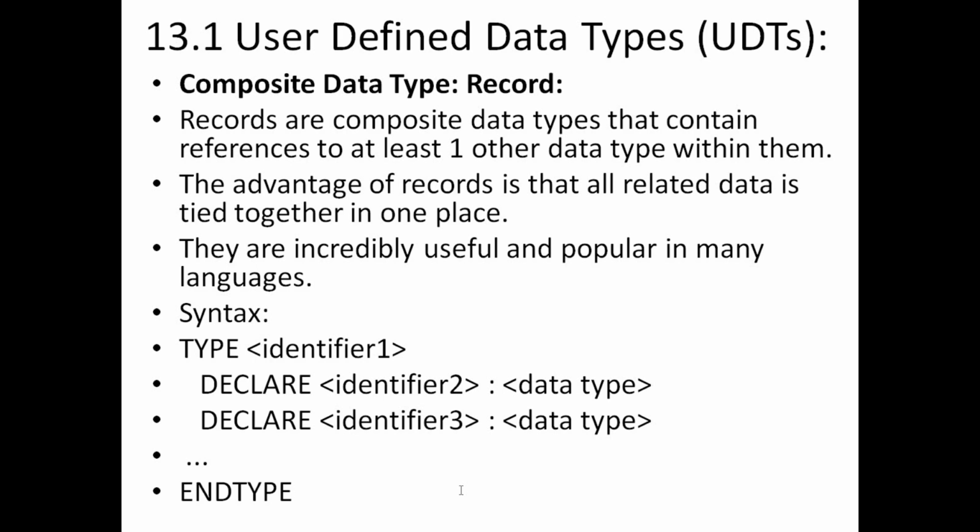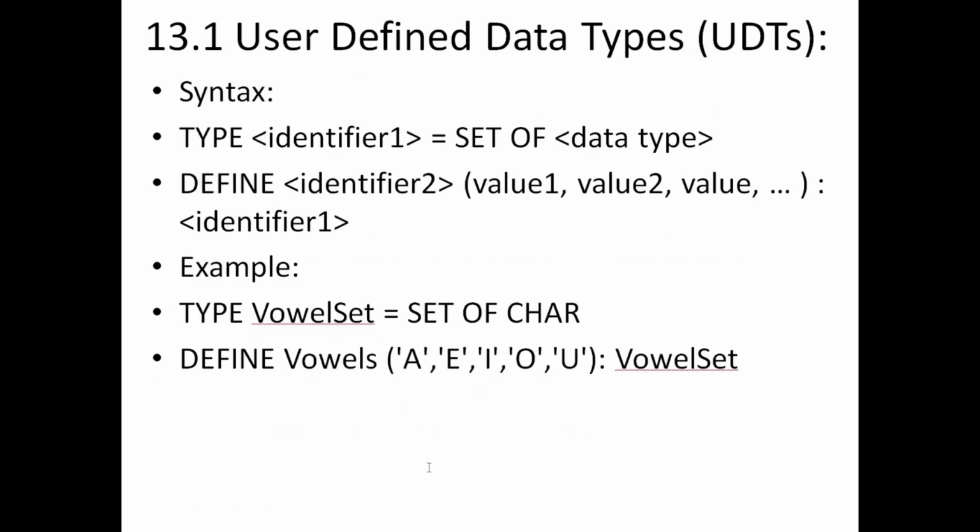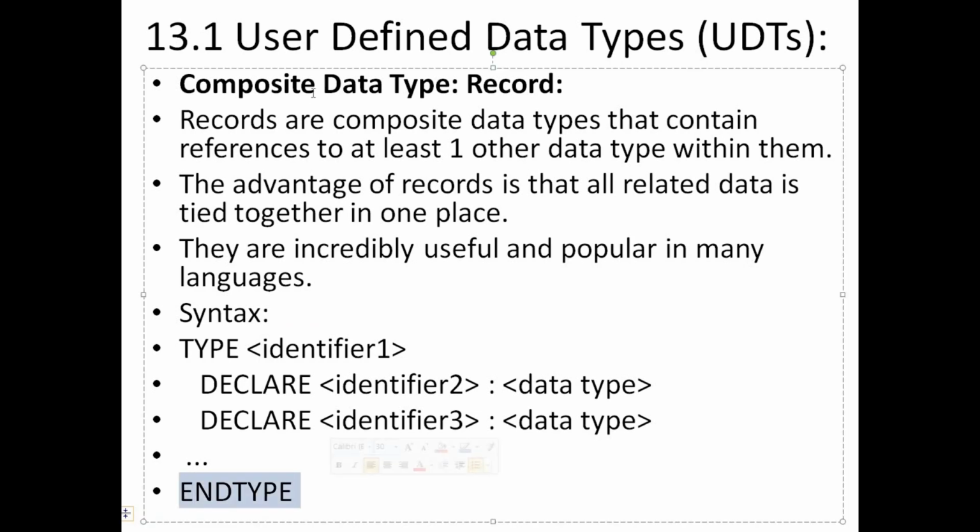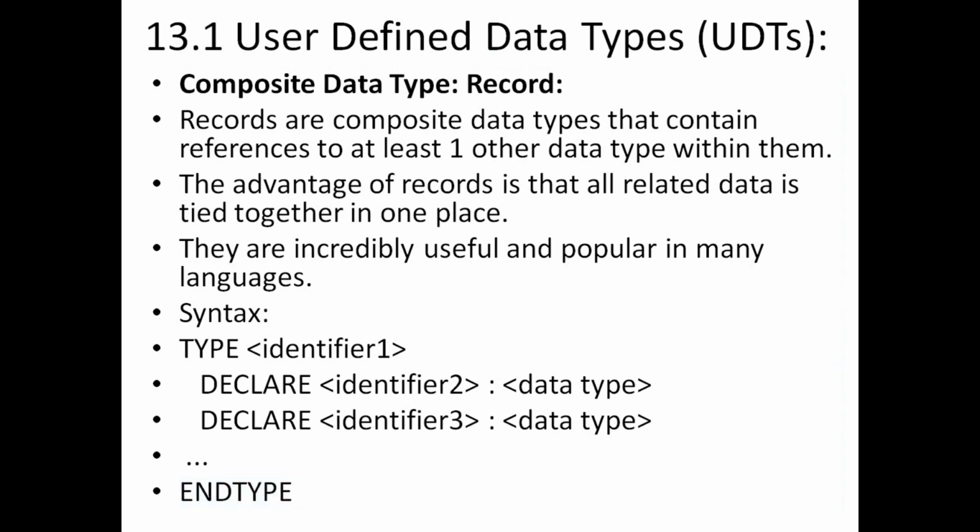What is the syntax for it? You write the type and then you give a name, then you declare whatever fields you want inside your record. For example, declare identifier data type, declare field name data type, declare field name data type, and in the end you write end type. With any other data type you don't need to write end type at the end, but with record you have to do that.